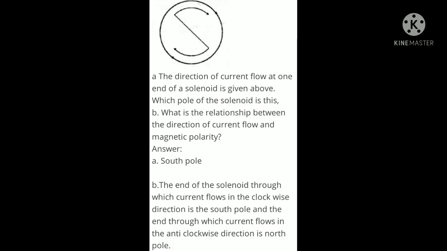The direction of current flow at one end of a solenoid is given above. Which pole of the solenoid is this? It is south pole. What is the relationship between the direction of current flow and the magnetic polarity? The end of the solenoid through which current flows in the clockwise direction is the south pole, and the end through which current flows in the anti-clockwise direction is the north pole.